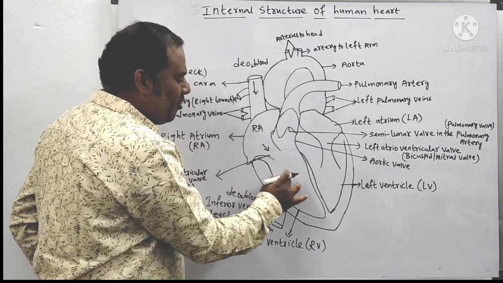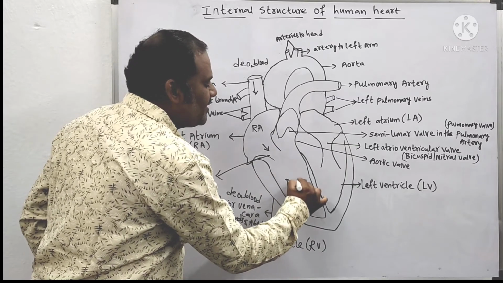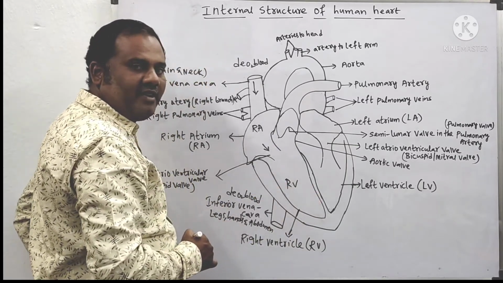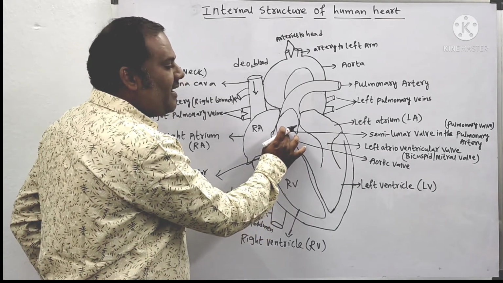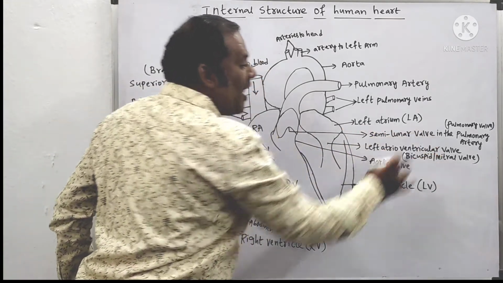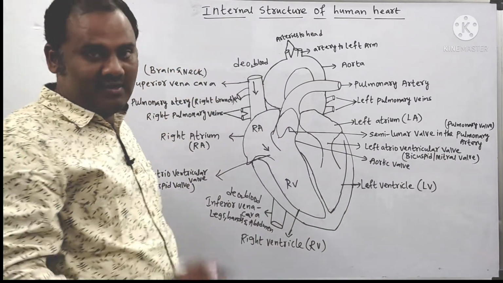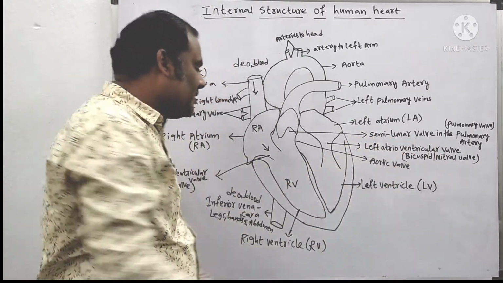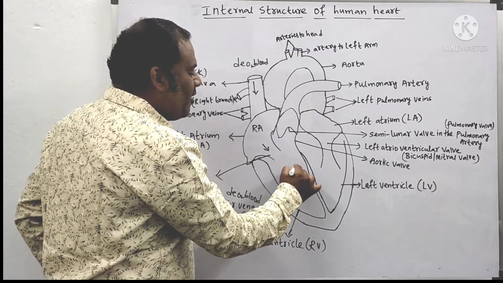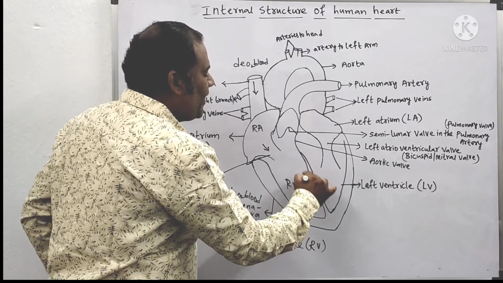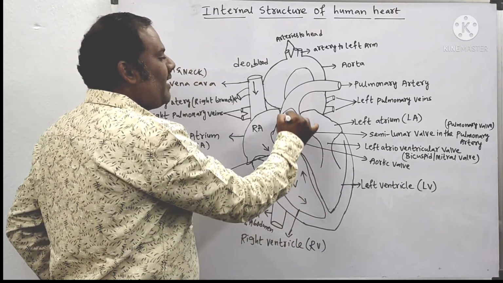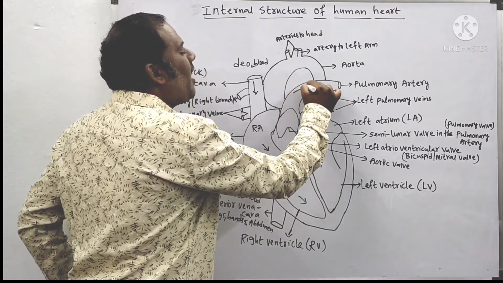From the right auricle, the deoxygenated blood flows into the right ventricle. This is called what? Right ventricle. RV means what? Right ventricle. From the right ventricle, you see here a semilunar valve. This semilunar valve is allowing the deoxygenated blood to flow from the right ventricle to whom? Pulmonary artery.